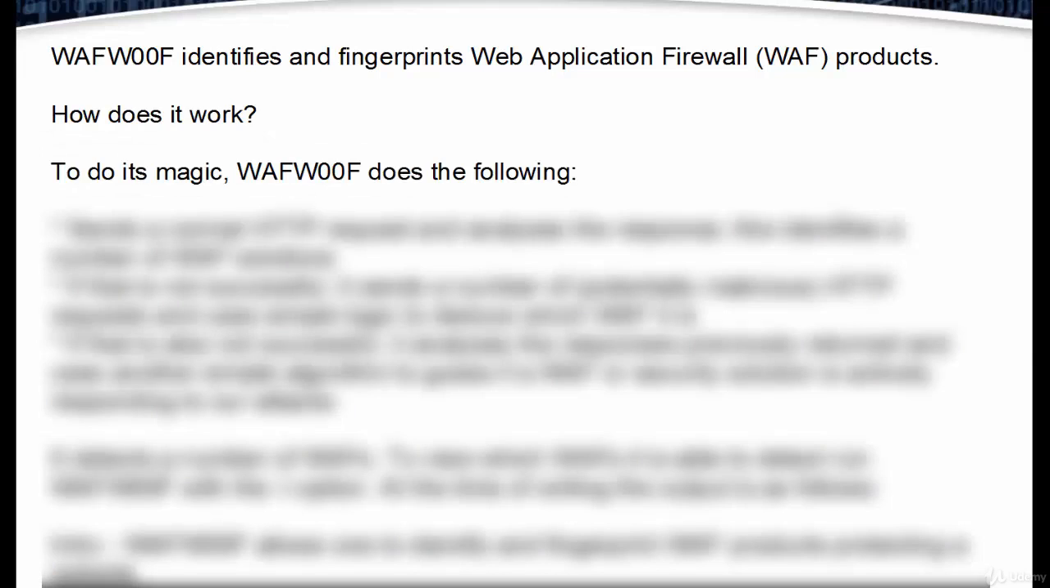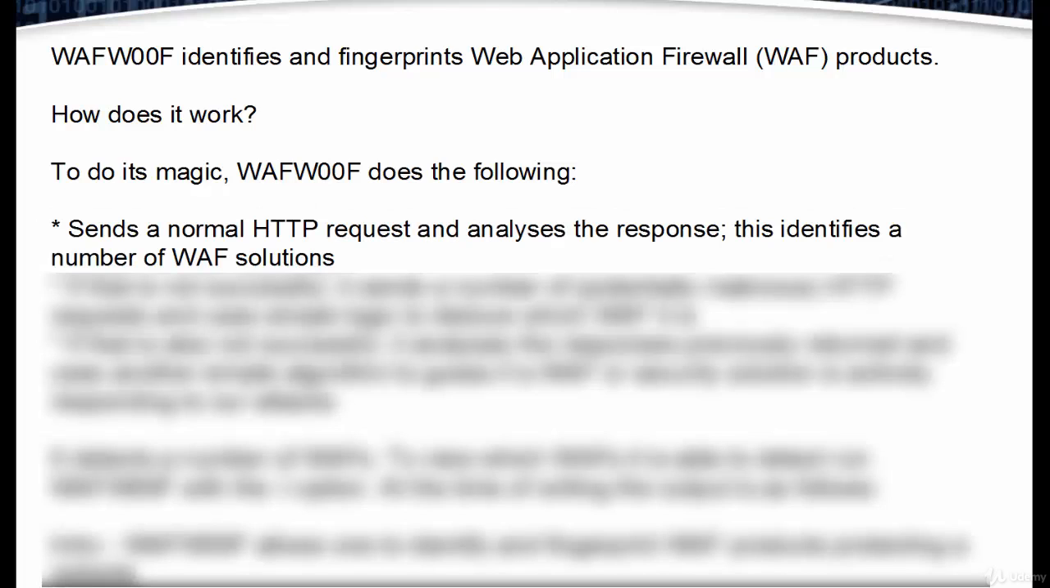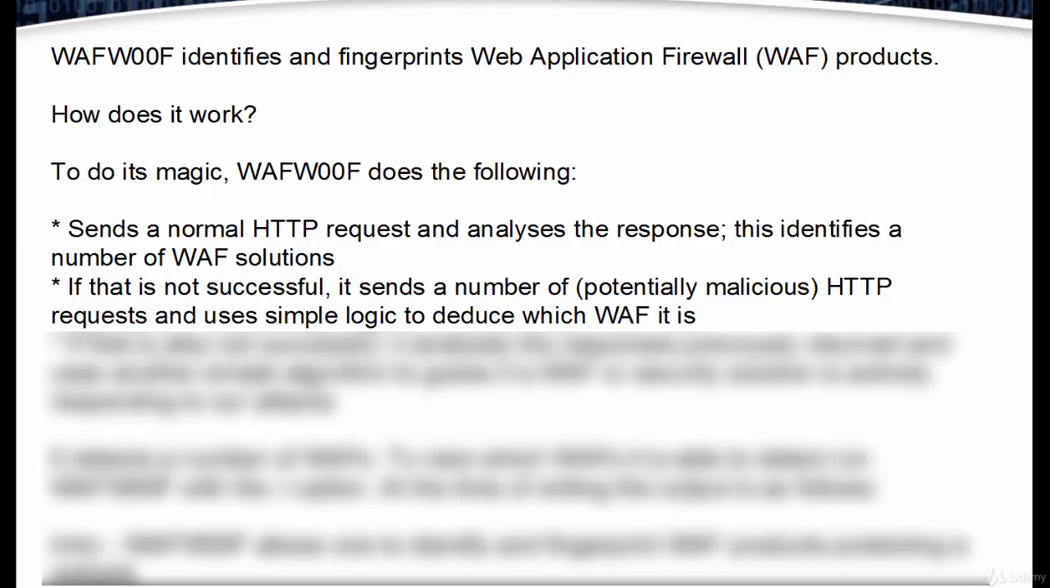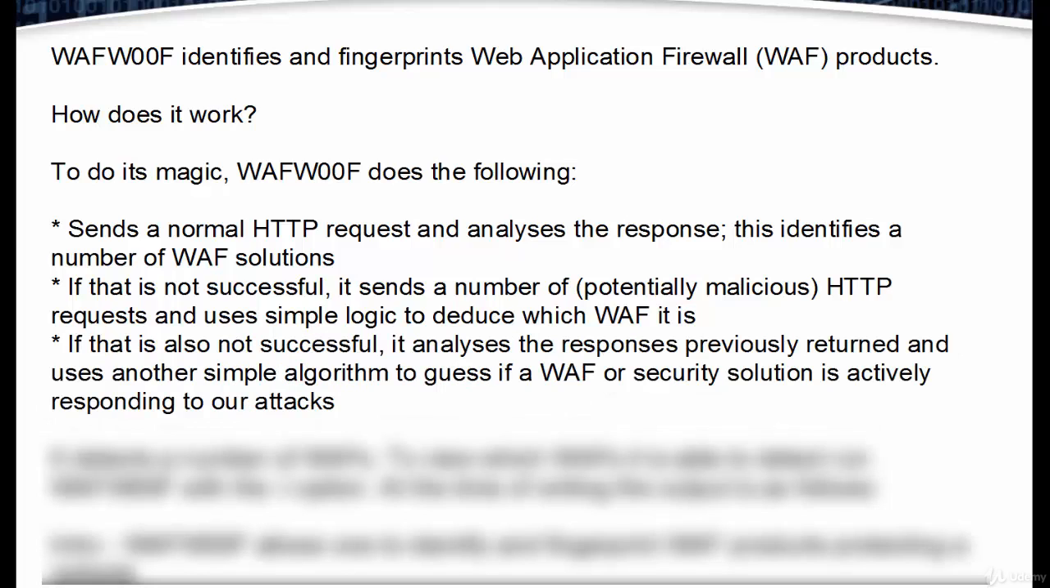How does it work? To do its magic, wafw00f does the following: it sends a normal HTTP request and analyzes the response. This identifies a number of WAF solutions. If that is not successful, it sends a number of HTTP requests and uses simple logic to deduce which WAF it is. If that is also not successful, it analyzes the responses previously returned and uses another simple algorithm to guess if a WAF or security solution is actively responding to our attacks.